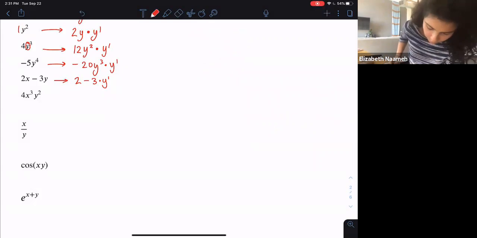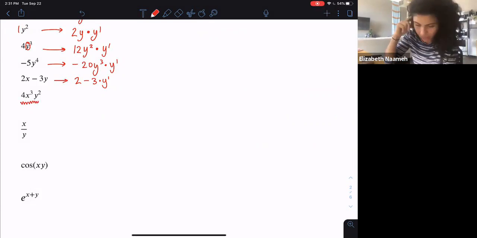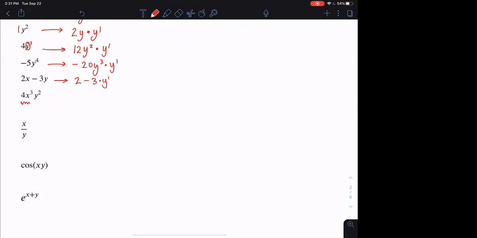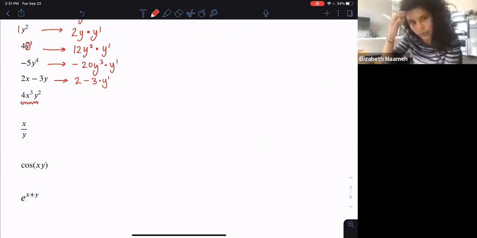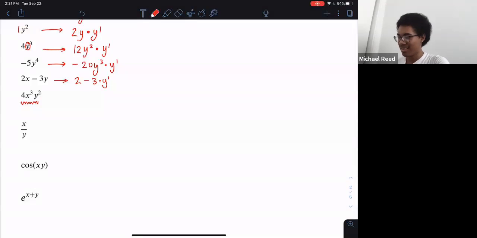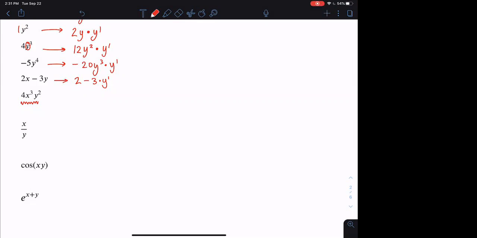Which insanely bright person can tell me how to do the derivative of this expression? I haven't taught you yet. Who can figure it out? Tell me what I should do. What rule should I use? You start with the product rule. It's the product rule.